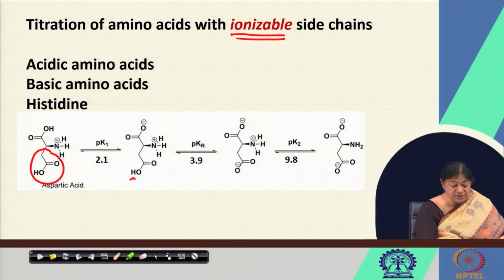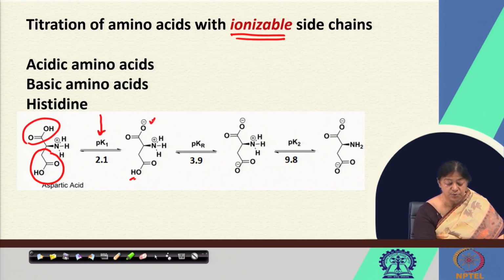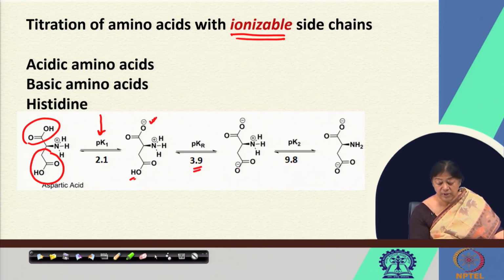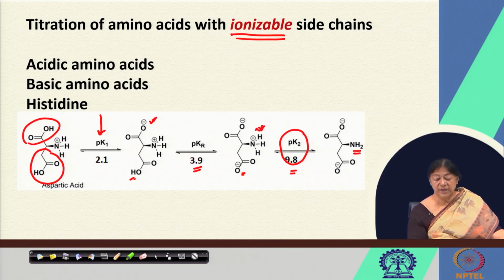So, now the first proton loss, depending on the acidity or how easily the proton is lost, we are going to first lose this proton. So, at the first instance, pK1, we lose this proton. At the second instance, which is the pKR, meaning the pK of the side chain, we are going to lose this proton. Now, we see we have lost this proton, and at the end, at the pK2 value, this corresponds to the NH3+, which is going to be NH2.